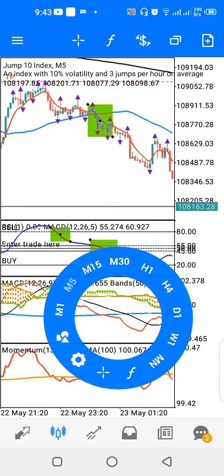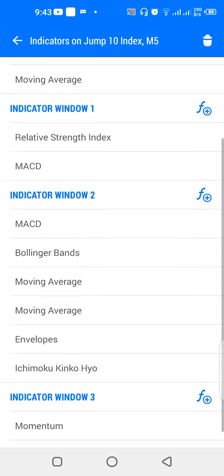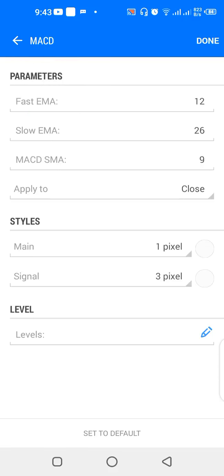So now let's look at the parameters for indicator window 2. We have MACD. The fast EMA is 12. The slow EMA is 26. MACD SMA is 9. Apply to close. Now the color of the main and the signal will match the background color of the chart.